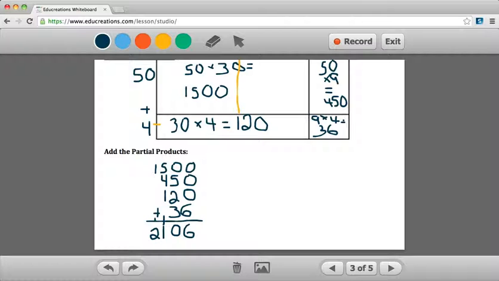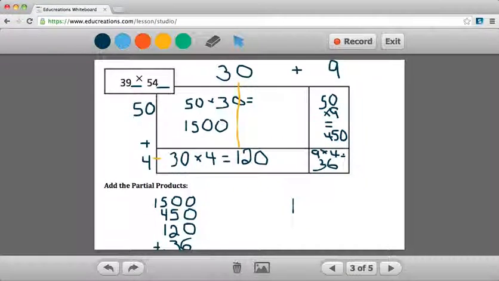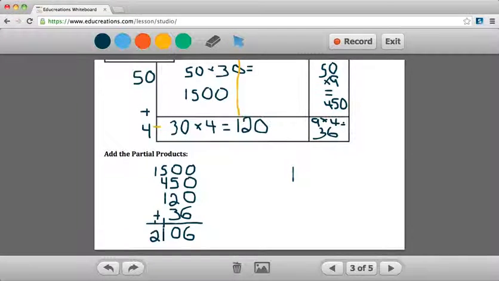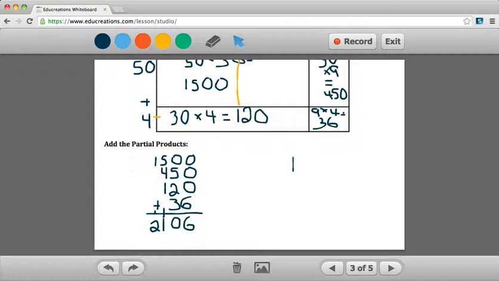And how many people came up with 2,106? That would be your correct answer. So 39 times 54 is equal to 2,106, or the product of 39 times 54 is 2,106.